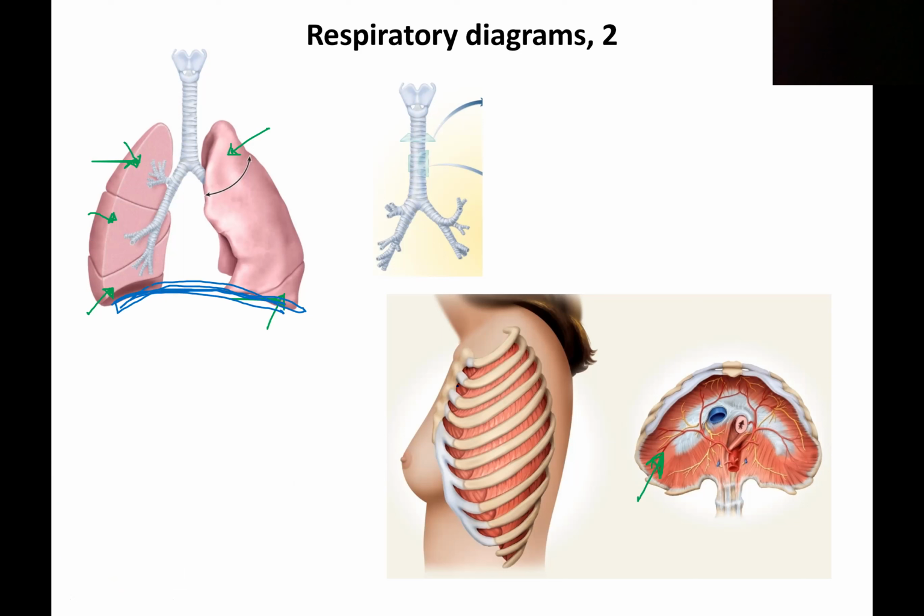Okay. Then you have the internal and external intercostal muscles. They always extend from one rib to the next. So these would be the external intercostal muscles because they're closer to the surface. These are the internal intercostal muscles because they're deeper.